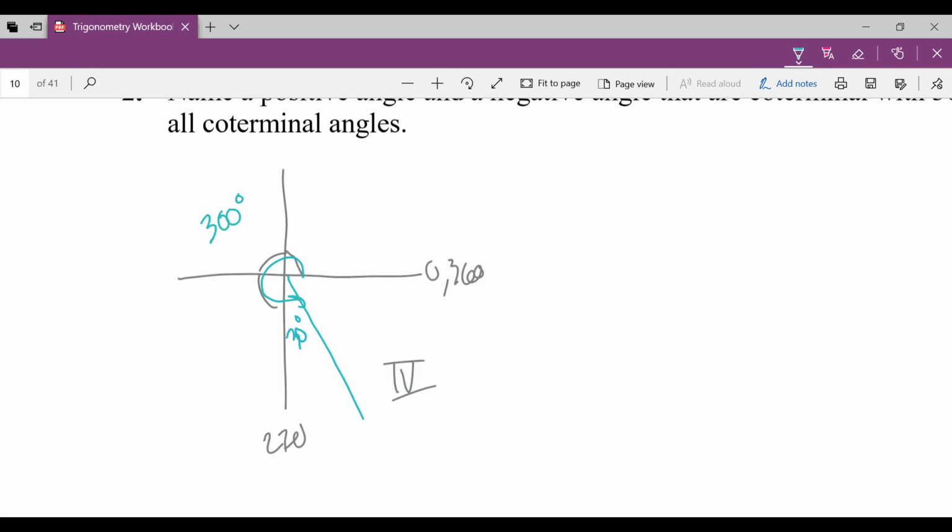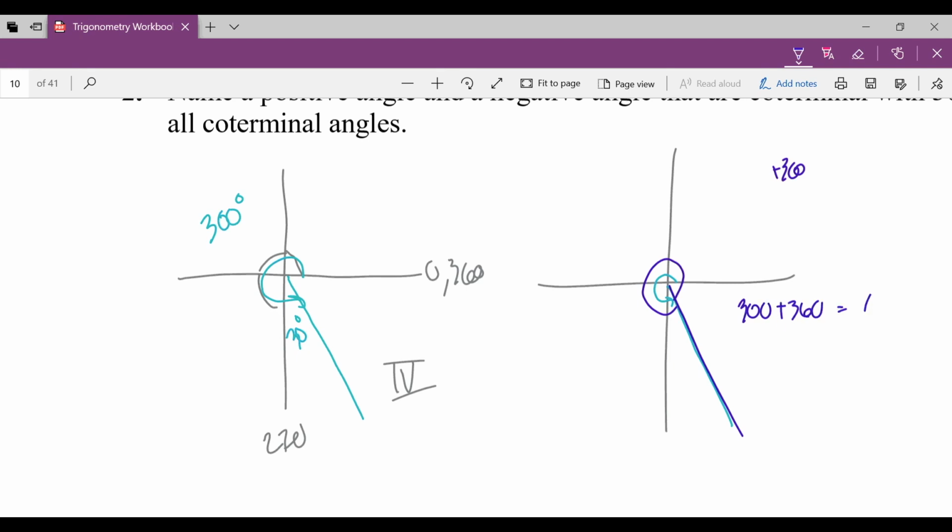And now we've got to figure out a coterminal angle with 300 degrees. Well, all I've got to do is go plus 360, like that, and I'm going to have that angle. And that angle is going to be 300 plus 360, which is 660 degrees. I could go another 360 degrees. Then I get 660 plus 360 equals 1020. And I can do that all day long. Those are all coterminal angles. 300, 660, 1020, all coterminal angles.